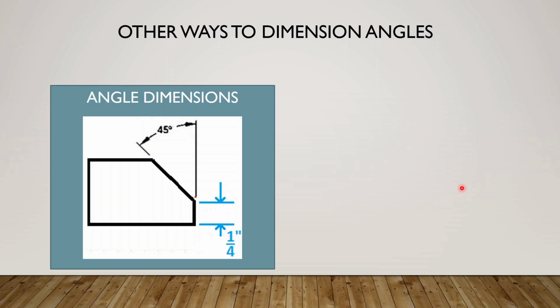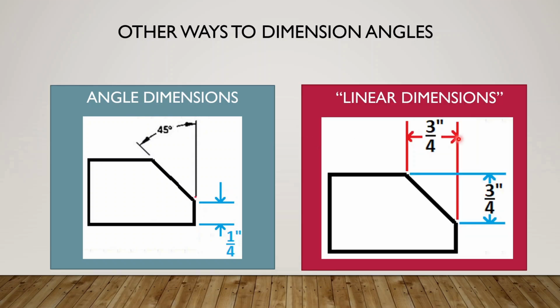I would also mention there are other ways to dimension angles. So consider this weird shape here. You can always use the angle dimensions like I just showed you. In this example here, I'm telling the person to take a piece of wood, measure a 1/4 inch from this corner, and then cut a 45-degree angle starting here. And that's one way to do it, and it's completely acceptable.